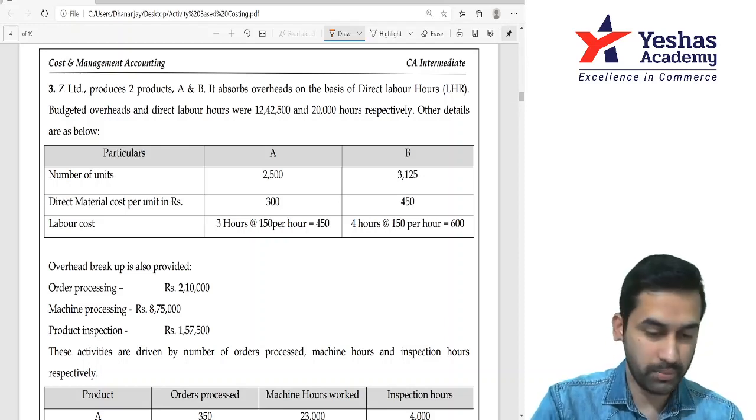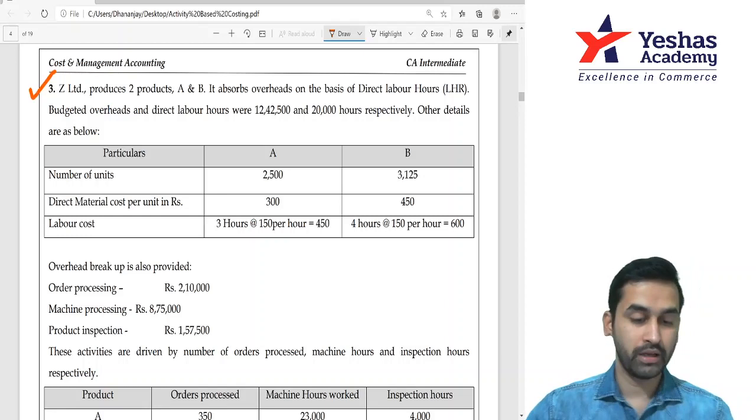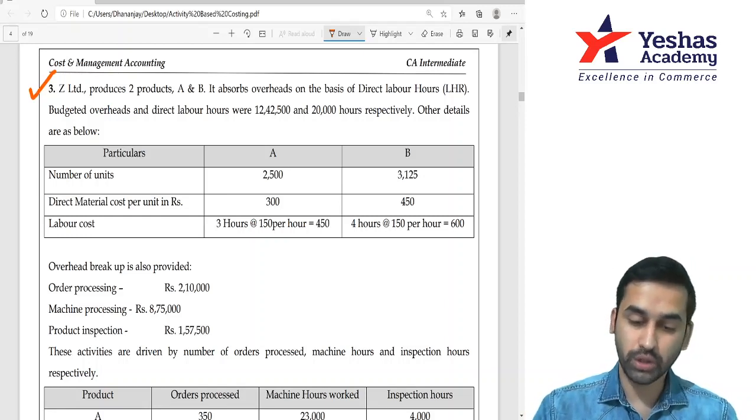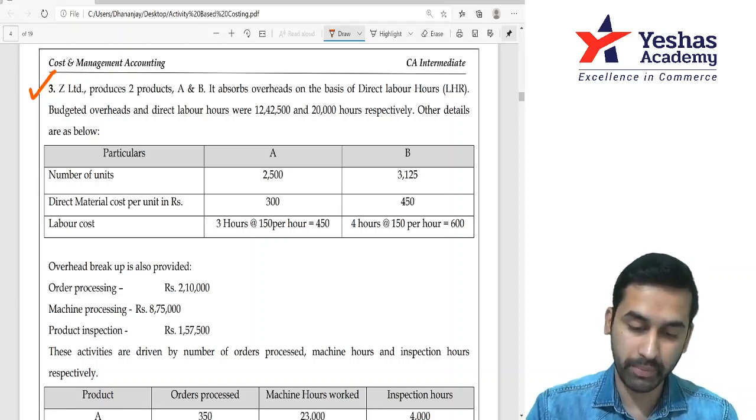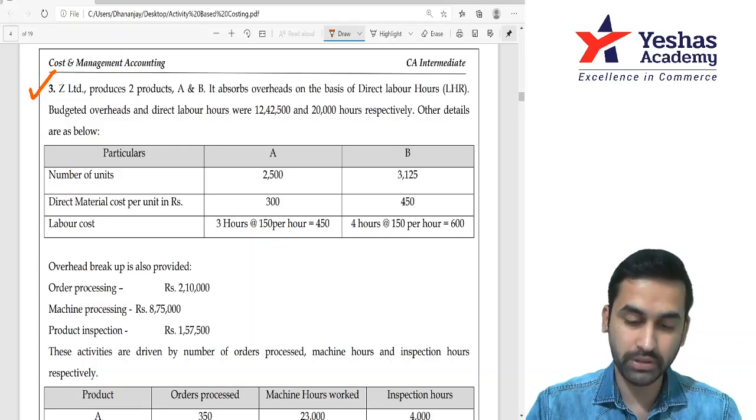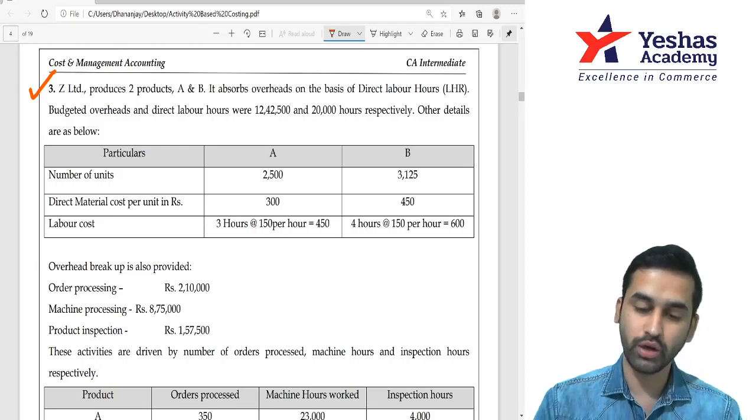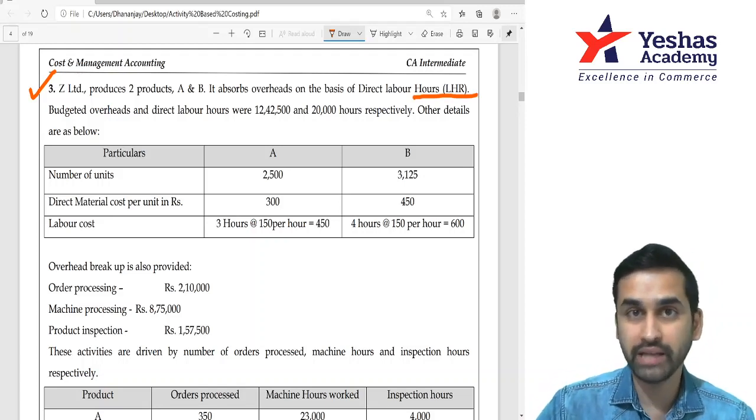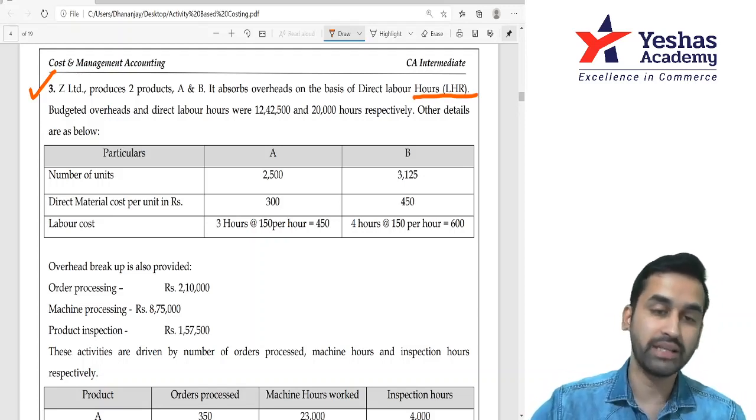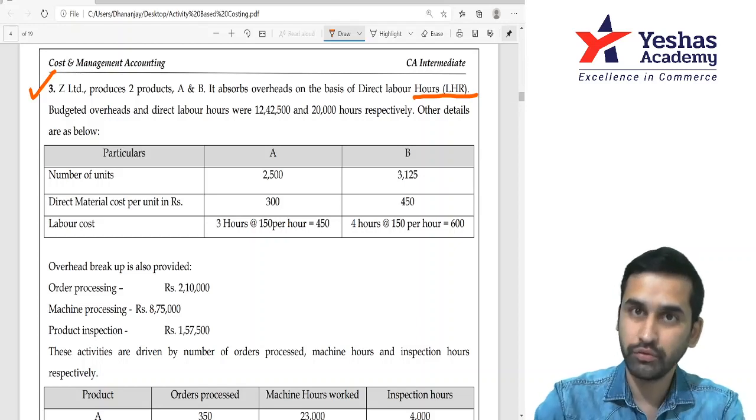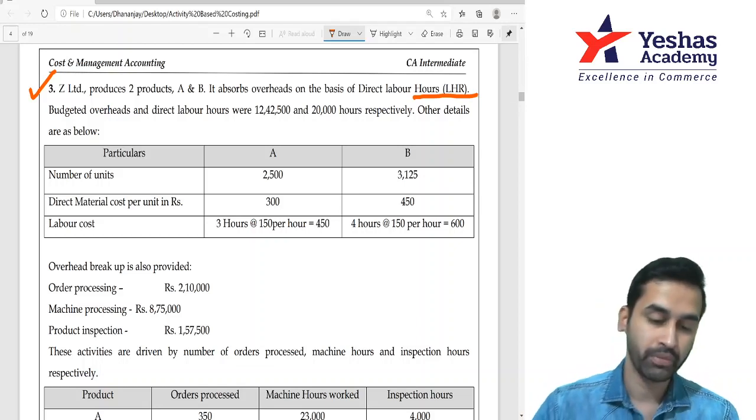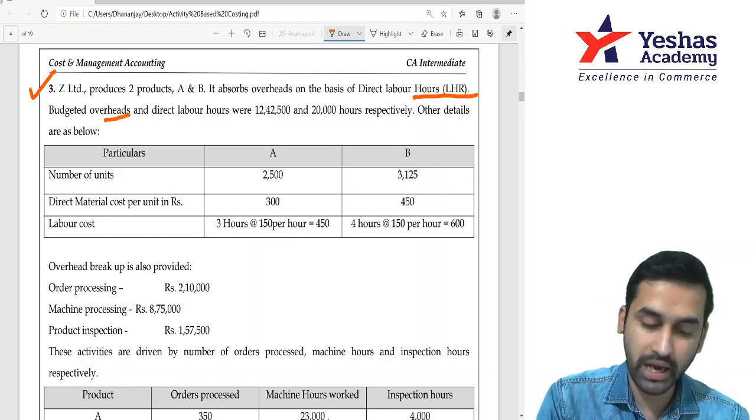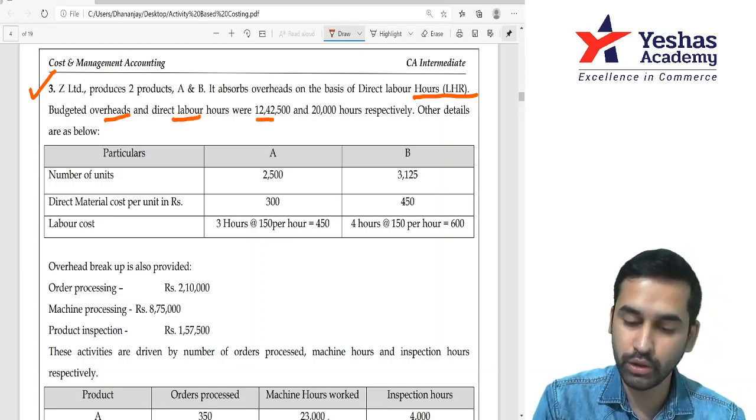Okay, question number 3. Z Limited produces two products A and B. It absorbs, means estimates, overheads on the basis of direct labor hours. That means as of now, they are practicing the LHR method for overhead estimation. Budgeted overheads and budgeted labor hours are given to you.